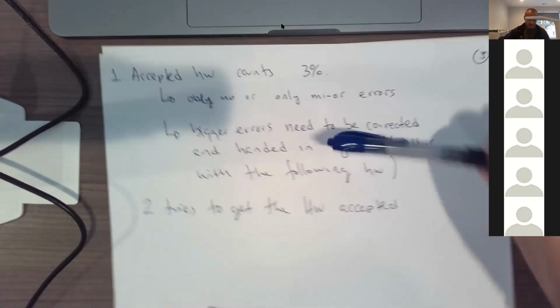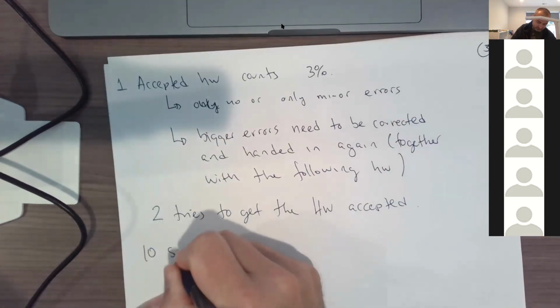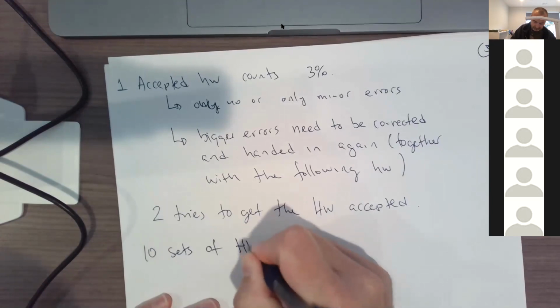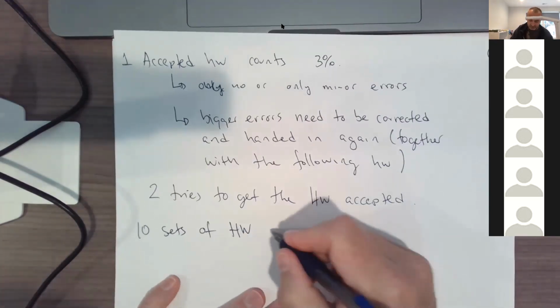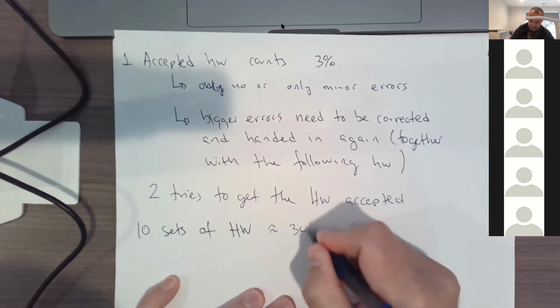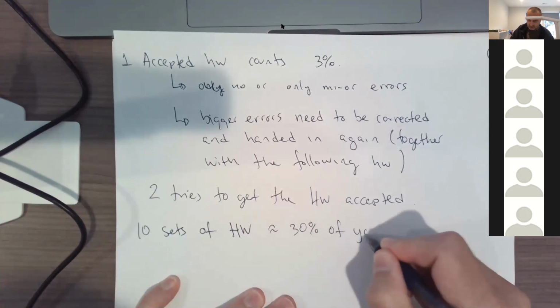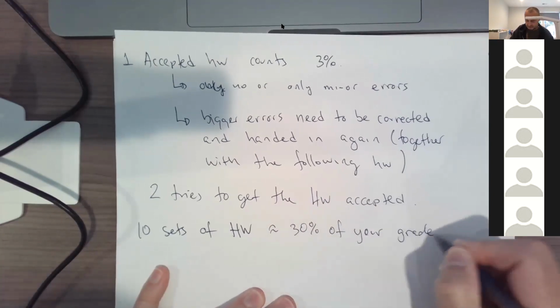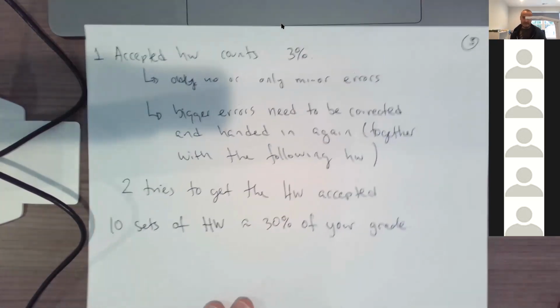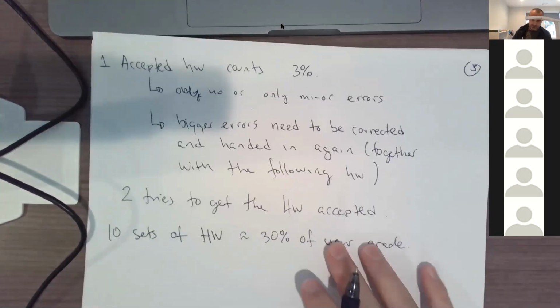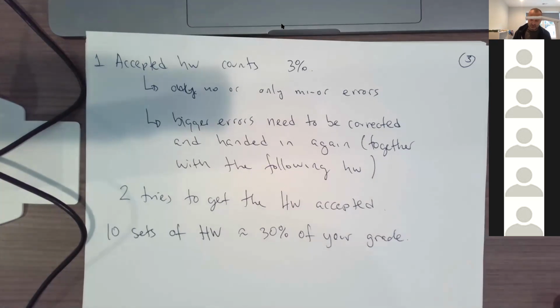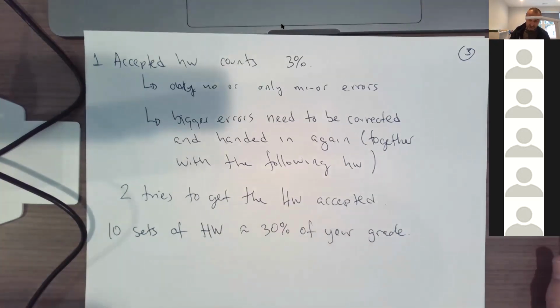So we have 10 sets. You can see 10 times 3, this is going to give us 30% of your grade. It does happen that sometimes there are students that do not hand in homework, and there's not much I can do about that. But most students, at least this has been the experience in the last years that I've been doing this, end up getting everything accepted.